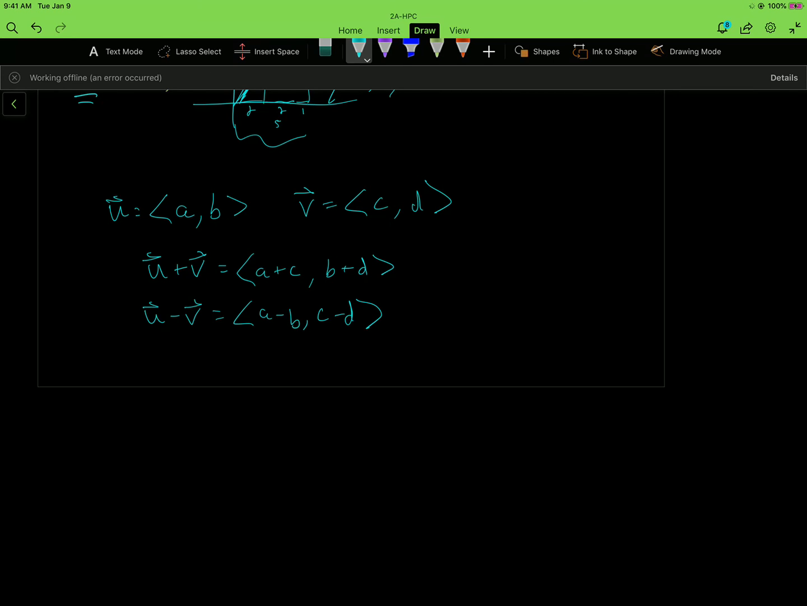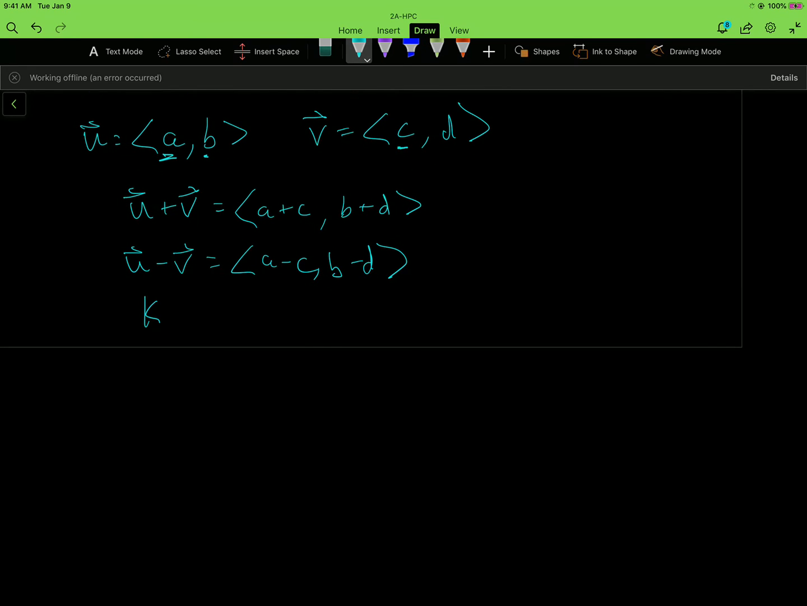Let me make sure I have all this in the right order, because order does matter. So I'm subtracting A minus C, component minus component, and then B minus D, component minus component. And then I have scalar multiplication. If I take a number k, a scalar, and multiply it by my vector, I'm going to multiply both components. So, multiplying by vector u, it's going to be k times A and k times B. All right, so there are our three vector operations algebraically.